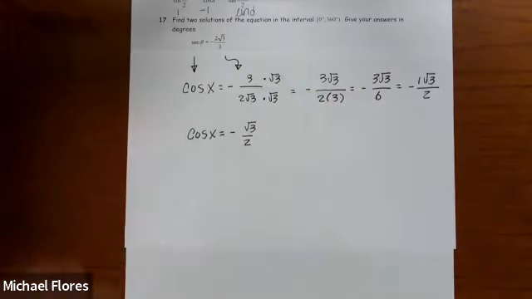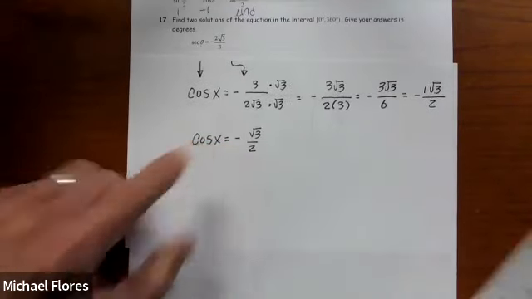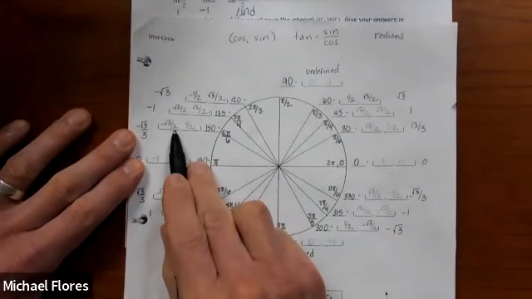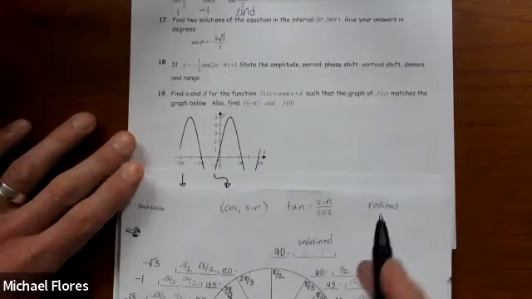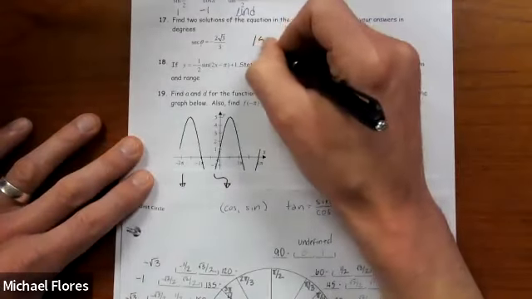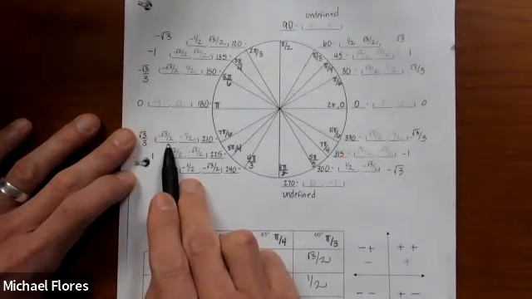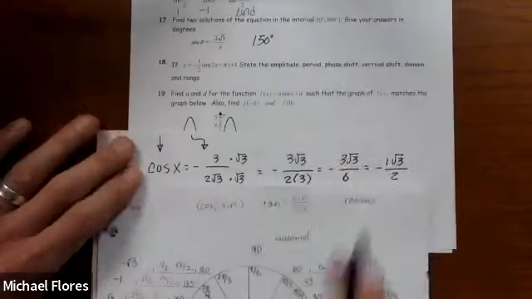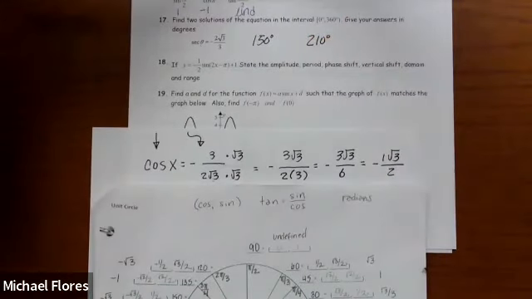-√3/2. So our answer is, where in our unit circle do we have a cosine value of -√3/2? Here's where cosine is -√3/2. That's at 150 degrees. It said it wanted the answer in degrees. And then we also have a cosine value of -√3/2 here at 210 degrees. Those are the answers.